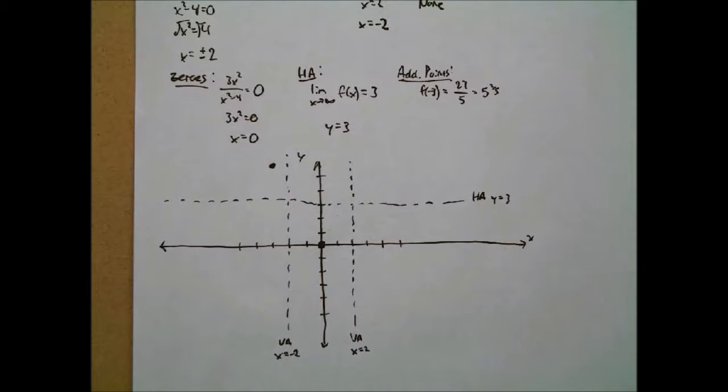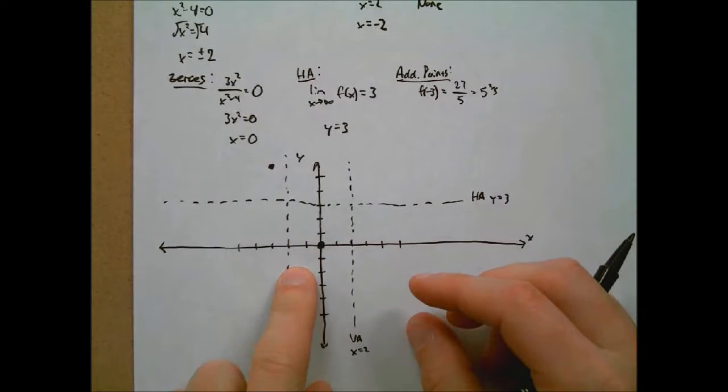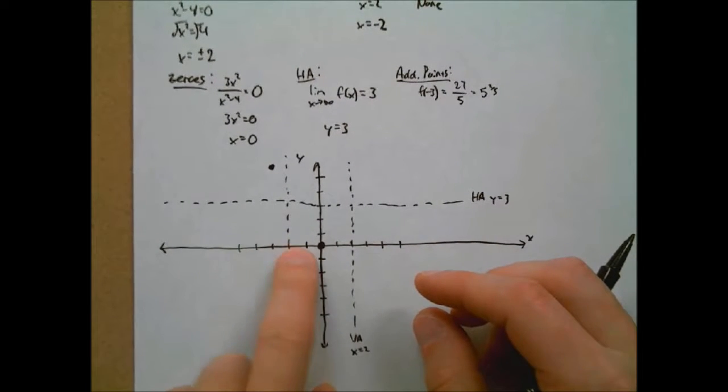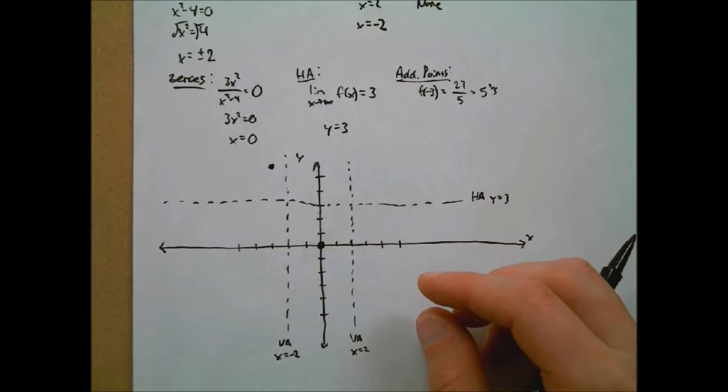So we got that point. We're going to do another one here. So I'm going to pick some in here as well, just to give us an idea. So probably x equals negative 1, and then probably x equals 1 too, just to get an idea of the shape of the graph between the two asymptotes here.